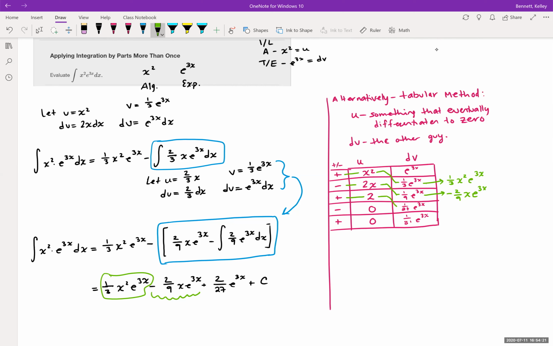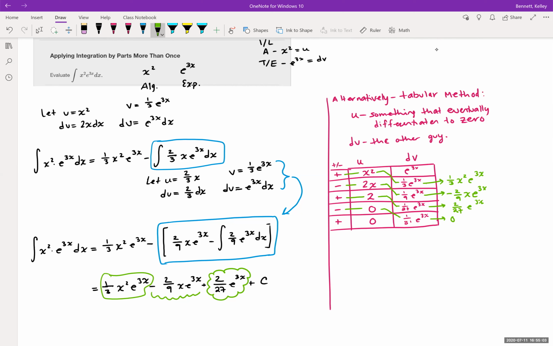So coming over, crossing down, multiplying these two things together and including the plus or minus. So I get 2/27 e to the 3x. And notice, well, okay, sorry, not the plus c, right? But notice that that's this. And then if I were to go to the next line, it's just 0. So once you hit 0, you don't need to go any further because every subsequent differentiation of u after 0 will also be 0.